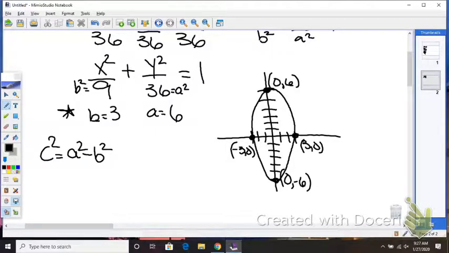Mine looks more like a hexagon or whatever that shape is. Mine's like rounded. Like a diamond? Yeah, mine's more like a diamond. That's all right.